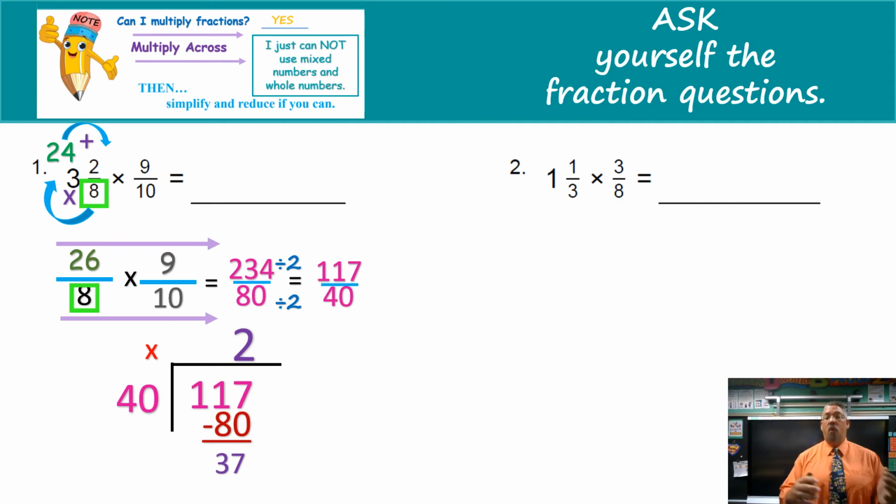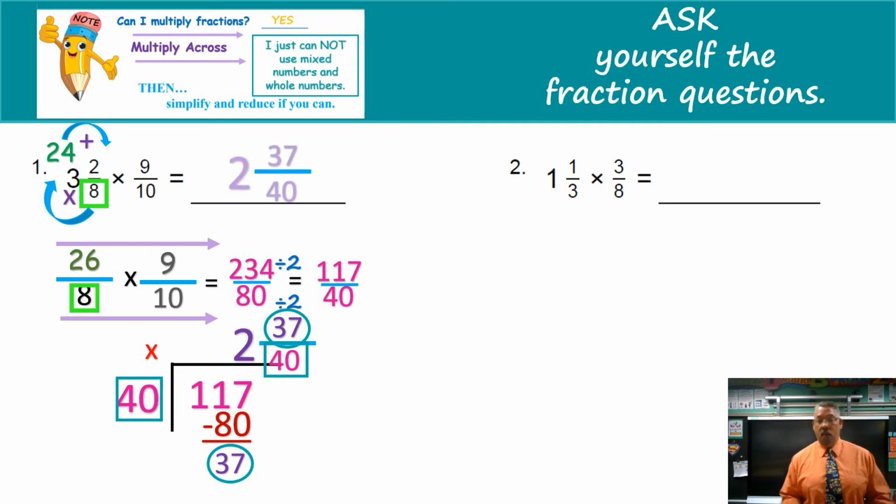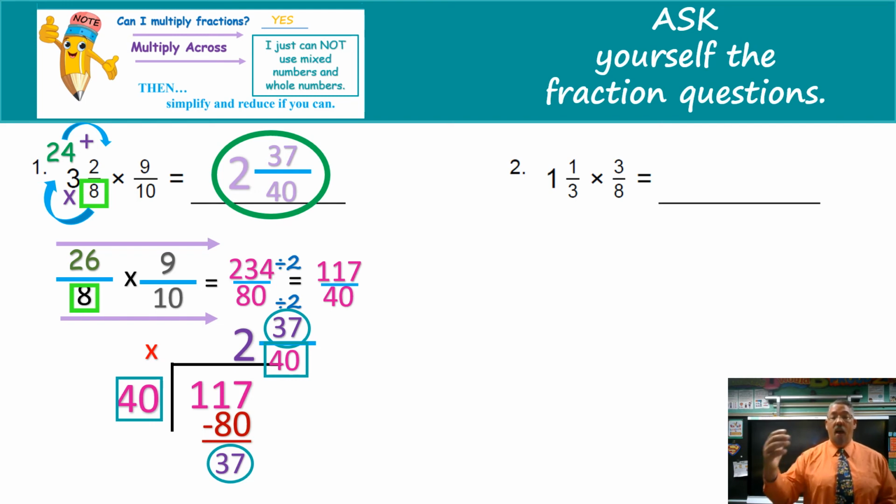So now I'm going to write my mixed number as my answer. My remainder, once again, is always my numerator of my fraction. And my divisor, what I'm dividing by, is always my denominator of my fraction. So my final answer should be 2 and 37/40. Okay? So it's just going that extra step to make sure that I have fractions in my math problem before I try to do the work.